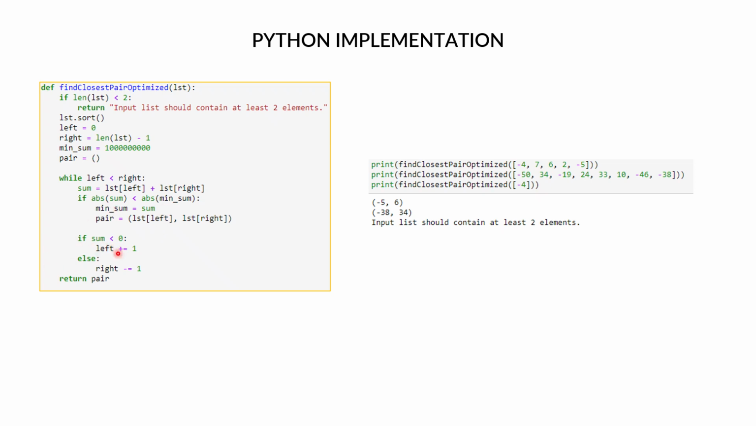Now, if the sum is less than 0, then we increment left by 1, or if the sum is greater than or equal to 0, then we reduce the right index by 1. Finally, when the right index becomes lesser than the left index, the loop will exit and we will return the pair. As you can see, the test cases are giving the right results as expected, and there I rest my case. Thank you so much.